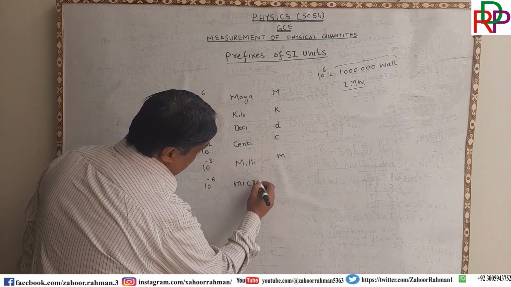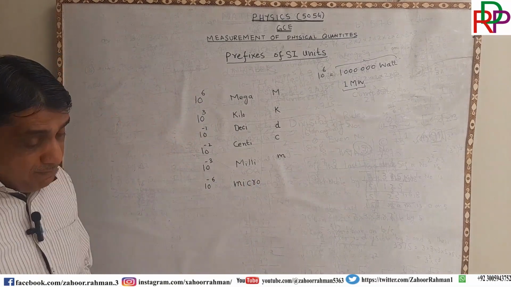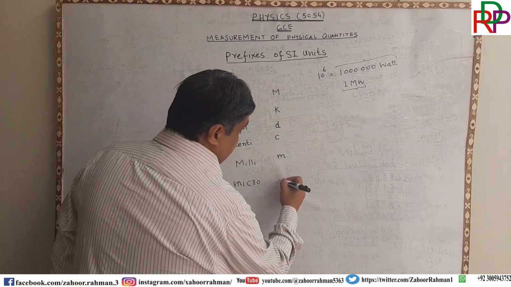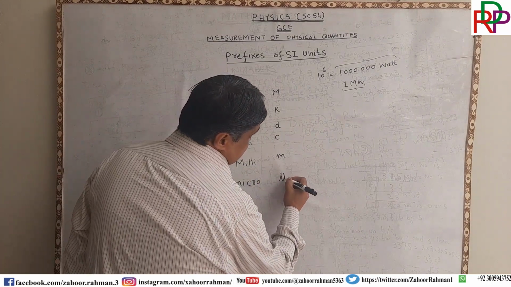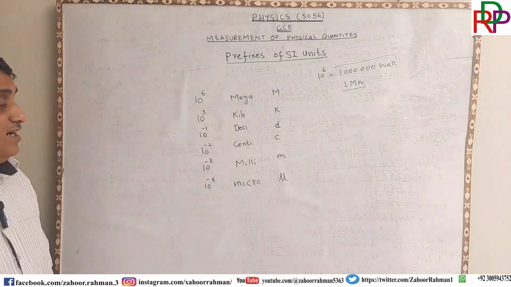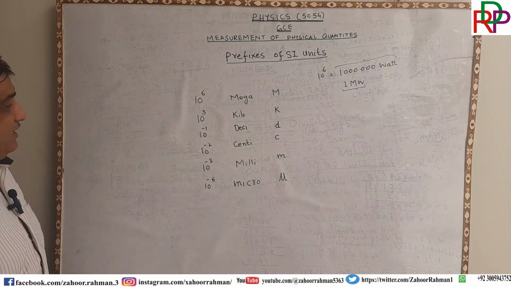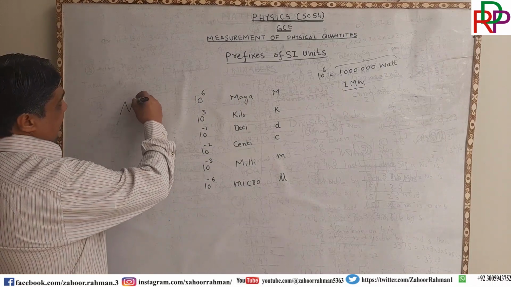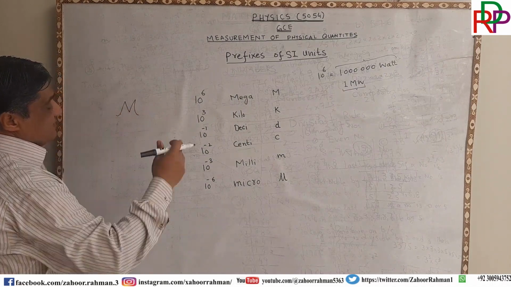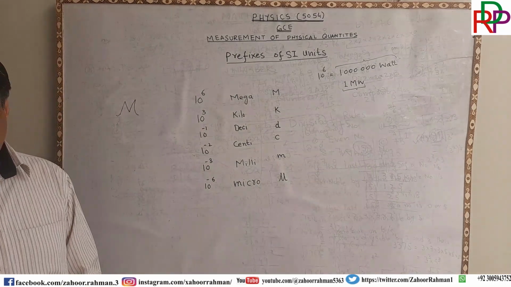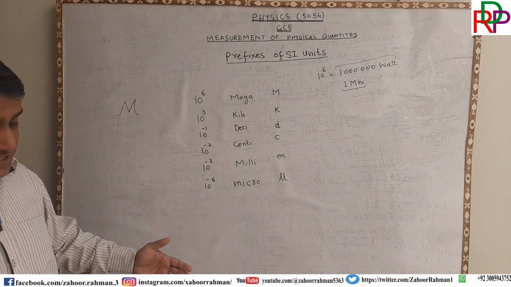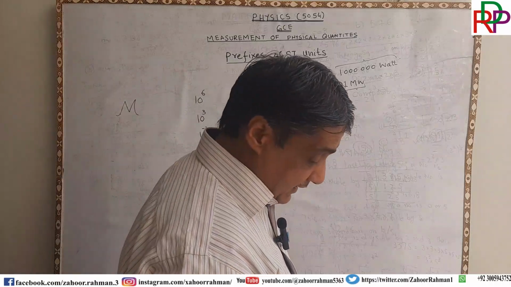That is known as micrometer, and the symbol used is called mu. It is just like the m, so it is called mu. Mu is the symbol used for micro.